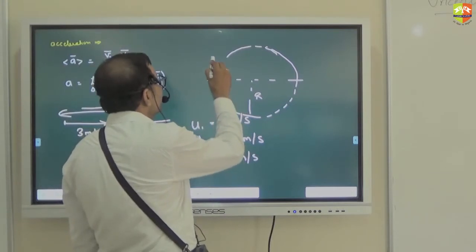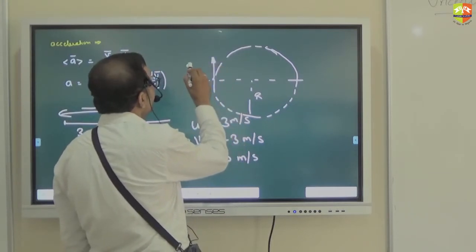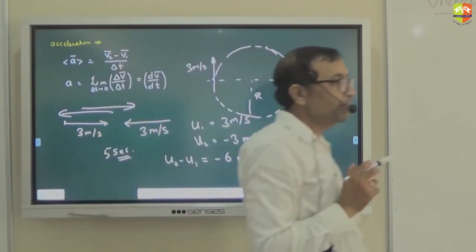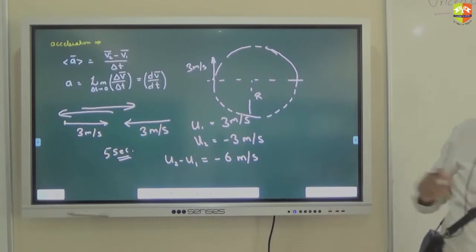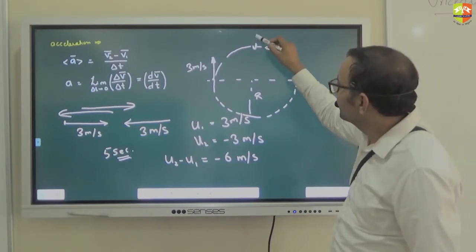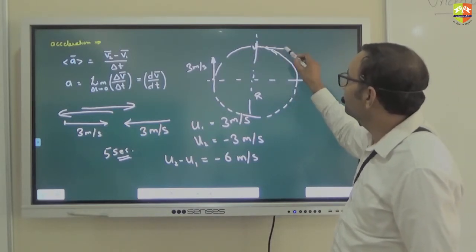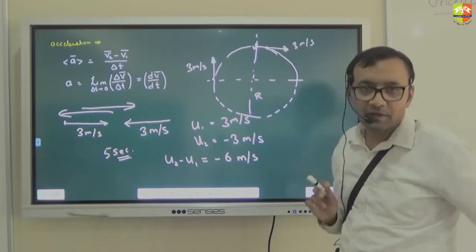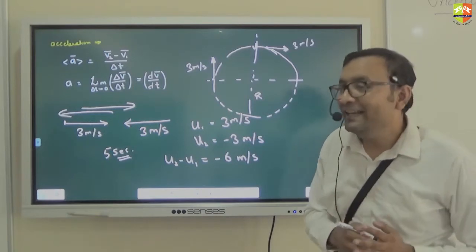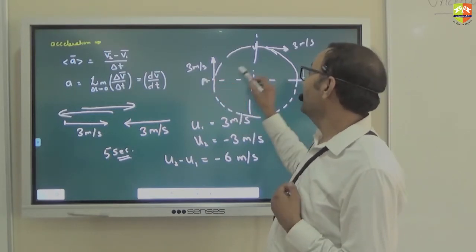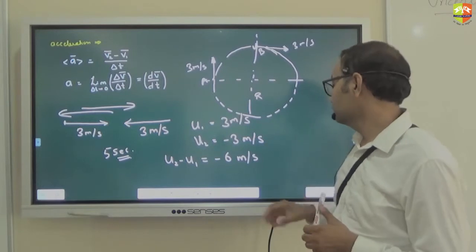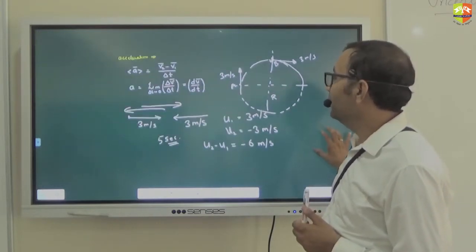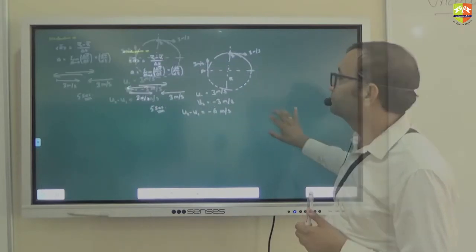Suppose at this moment it is moving with 3 meter per second. Suppose it travels a quarter circle. It reaches here, the topmost point. Here also velocity is 3 meter per second. You have to find the average acceleration between point A and point B. Between A and B, what is the average acceleration?